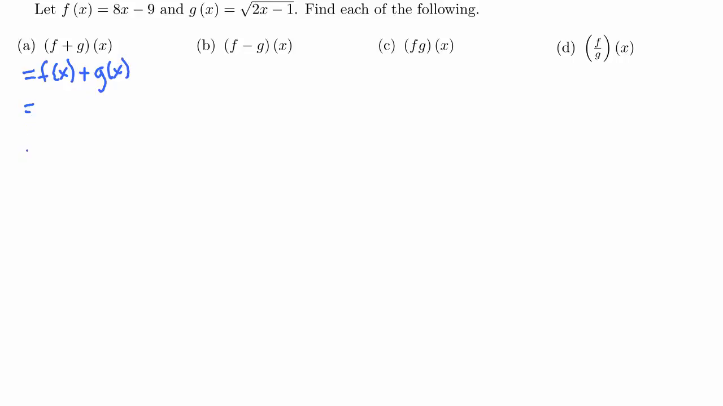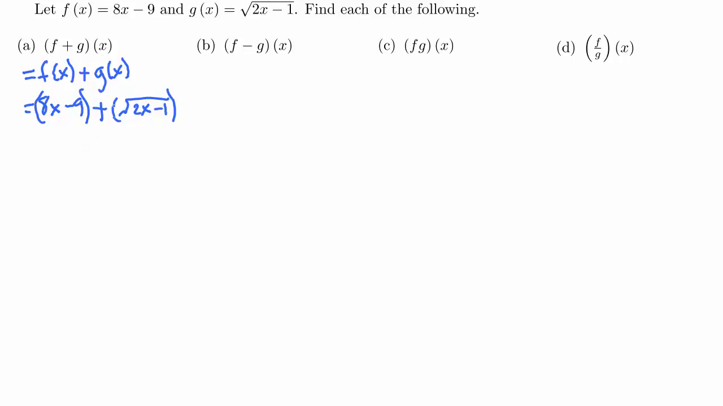Now, f of x plus g of x, all I need to do is replace f of x with 8x minus 9. So that gives me 8x minus 9, I'm going to do this in parentheses, plus g of x, which is the square root of 2x minus 1. So the square root of 2x minus 1.